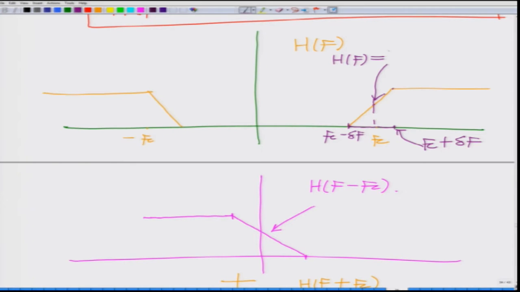HF equals 1 over 2 delta F times F minus FC plus delta F. You can see this linear part has a slope of 1 over 2 delta F: it is 0 and rises to 1 in an interval of 2 delta F. So, if this filter HF is symmetric about FC, that is, it starts from FC minus delta F to FC plus delta F and rises from 0 to 1 linearly, then when you consider HF plus FC and HF minus FC and superimpose them or add them in the baseband, they will sum up to 1.